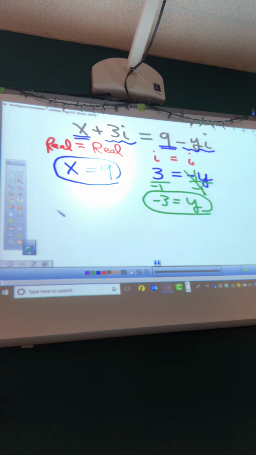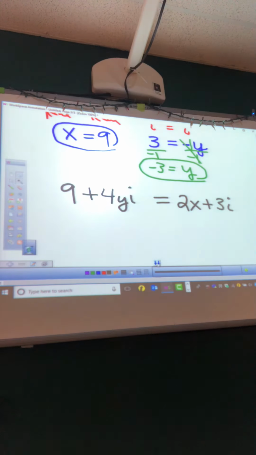All right, let's say we have 9 plus 4yi equals 2x plus 3i. Again, once you look at it and say, oh, there's an equation, these are complex equal to a complex, we just set real equals real. So what are the real parts we're going to set equal? Very good. 9 equals 2x.